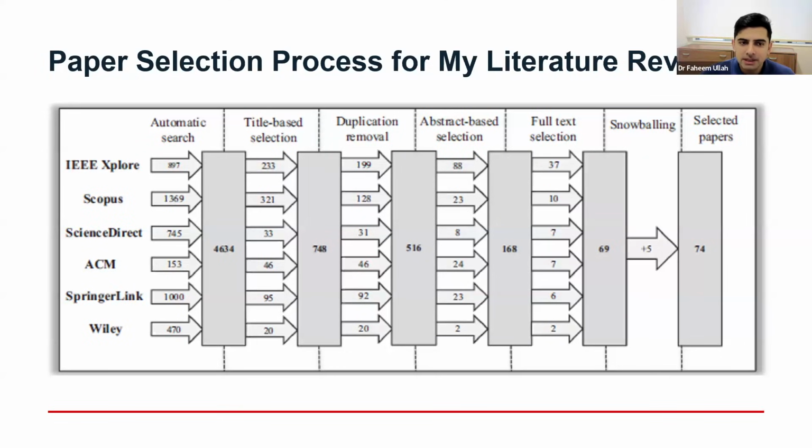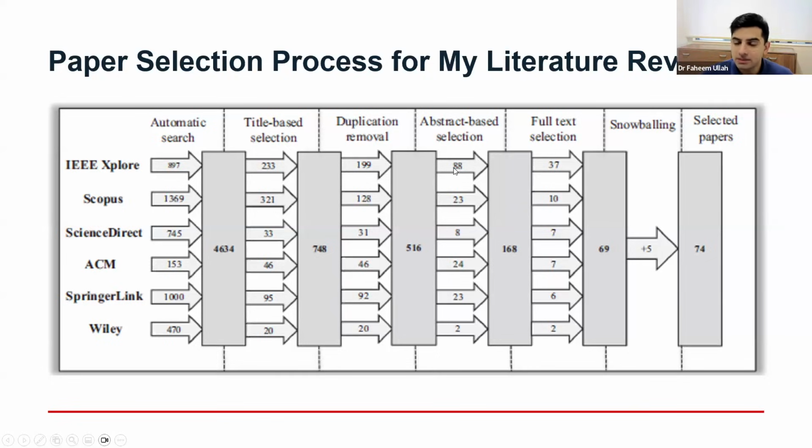When I did title-based selection, it reduced it to 748 papers. And then there were many duplicates. The reason was that you might retrieve the same paper from multiple search engines. So then I removed the duplicate papers.